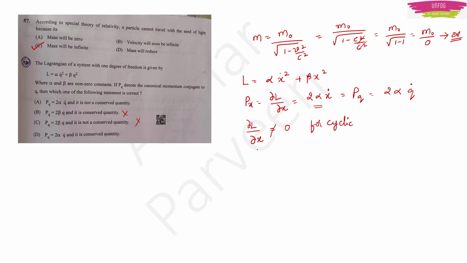So this quantity will not be conserved. Option A is the right answer. Okay. Next question. The Lagrangian of a free particle having rest mass m naught and relativistic speed v is given by. For a free particle, the Lagrangian is going to be minus m naught c square root of c square minus v square.